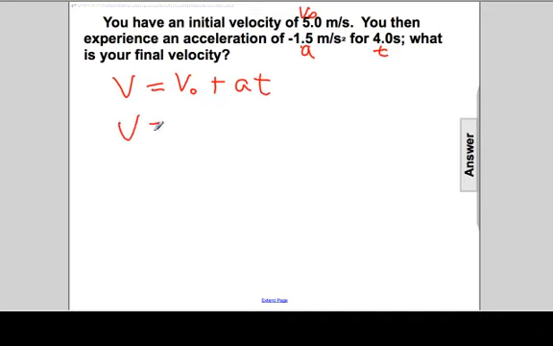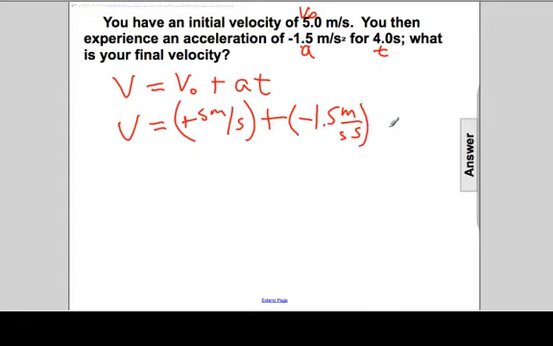We'll sub in the numbers. Your starting speed is positive 5 meters per second plus the acceleration is, be careful, negative 1.5 meters per second squared, just writing it a little bit different than I normally would, times the time, 4 seconds.